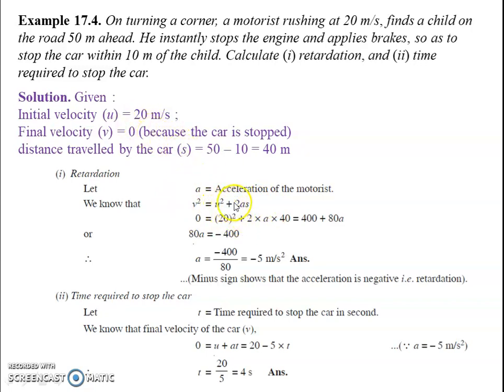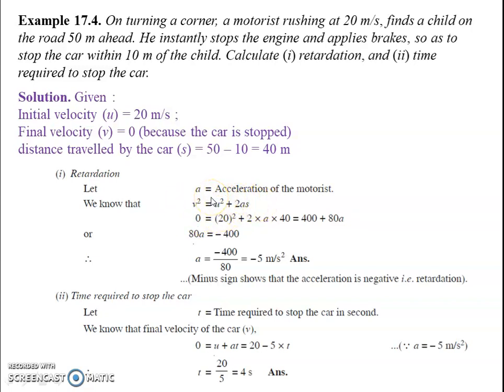So if I apply this equation, acceleration is not given, so I cannot apply s is equal to ut plus half at squared. So what is the equation I had? This is the equation, that is v square minus u square is equal to 2as. If I rearrange the terms, then it will become v square is equal to u square plus 2as.